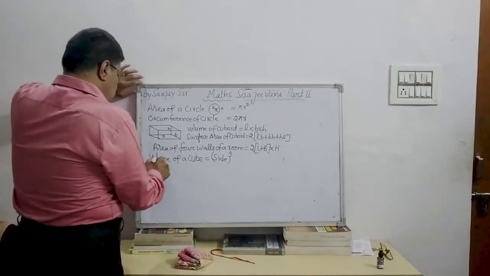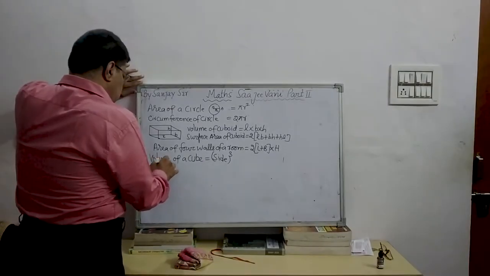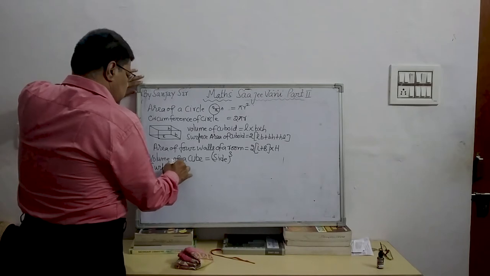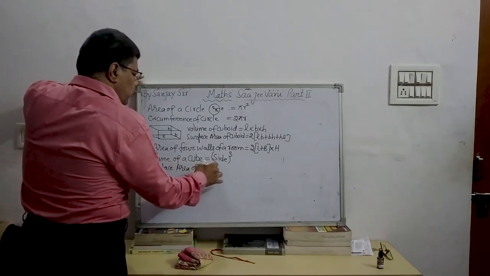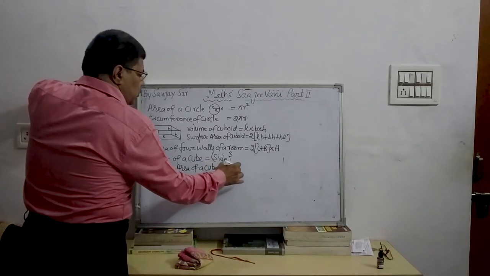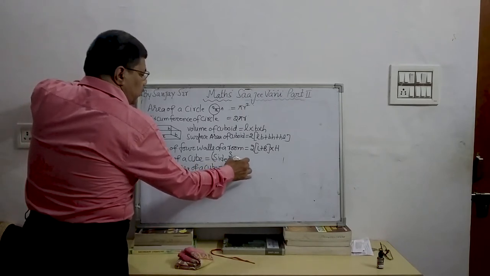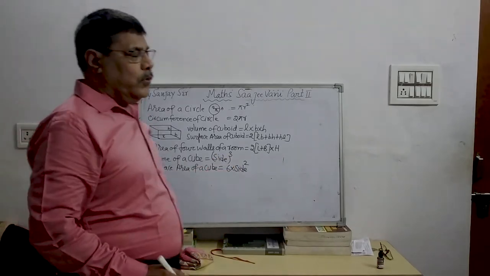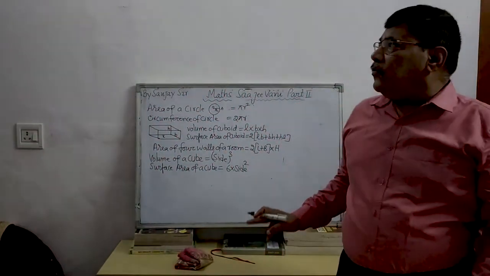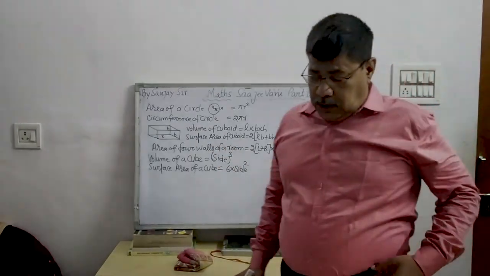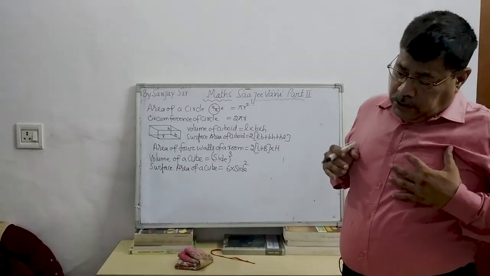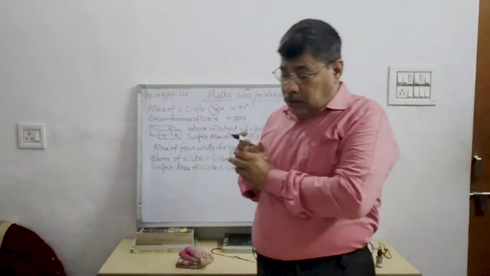Now the surface area of a cube. Surface area of a cube will be 6 into side square. So this is how you will find out the value of the surface area of a cube. Clear? Okay.